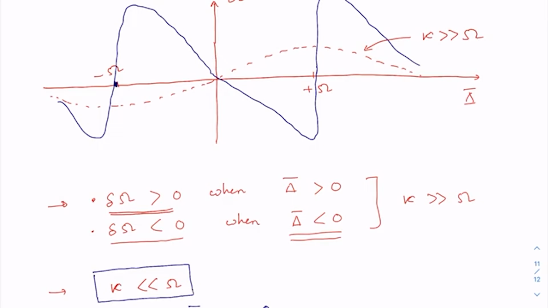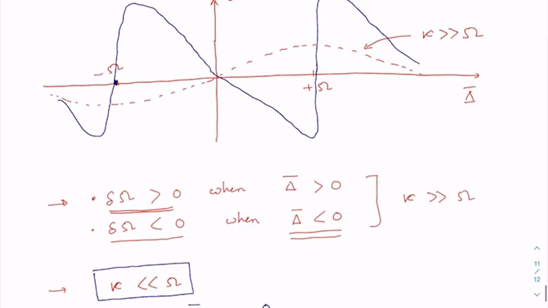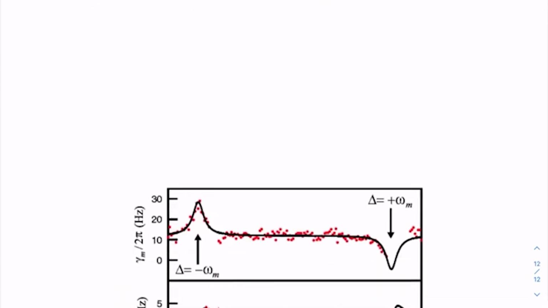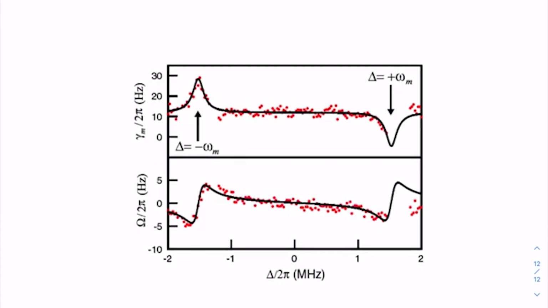Only issue is that because your kappa has to be much smaller, you really need a very high quality factor cavity. All these effects have been experimentally validated.